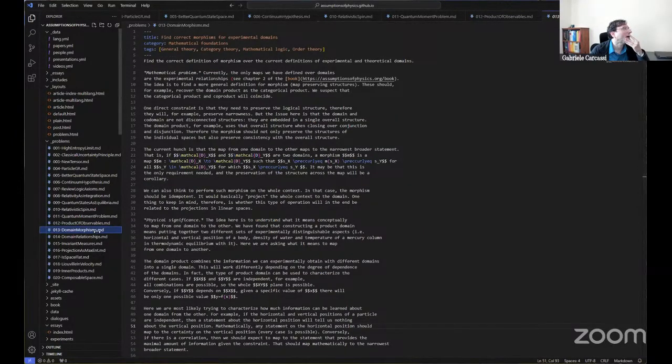The next one is probably very technical, and it's find correct morphisms for the experimental domains. So in the book, in our framework, we have this idea of an experimental domain being a bunch of statements that are experimentally verifiable. And you prove that experimentally verifiable statements have to follow a certain logical structure, and you create these objects that are these experimental domains.